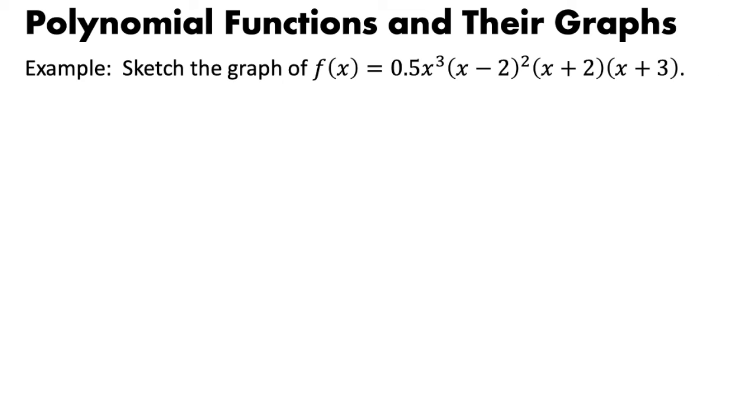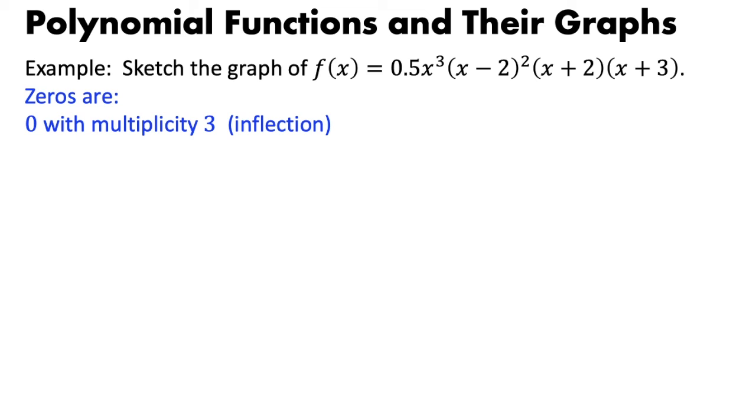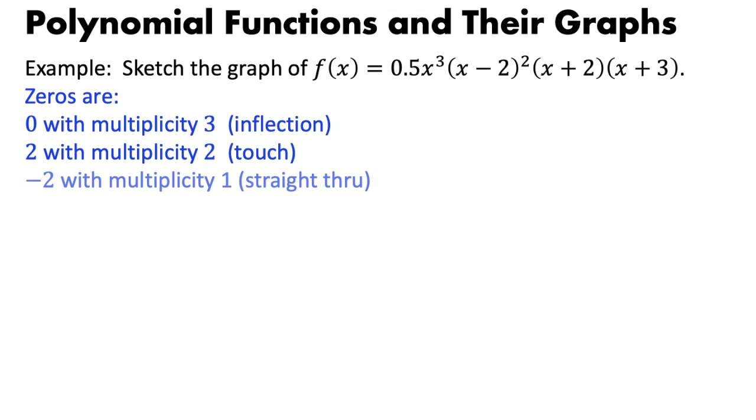So let's sketch the graph of this f of x. First, we want to find the zeros. So we have 0 with multiplicity 3, and because it's greater than 1 and it's odd, it's an inflection. We have 2 with multiplicity 2, so there should be a touch. We have negative 2 with multiplicity of 1, so it goes straight through because it's not greater than 1. And negative 3 with multiplicity 1, which should go straight through since the multiplicity is not greater than 1.